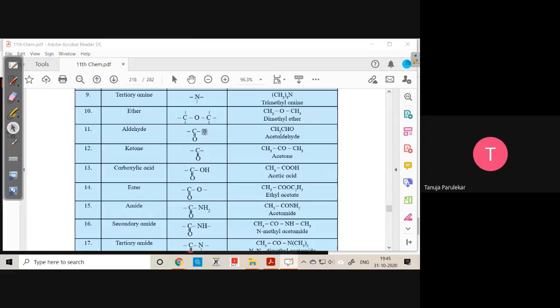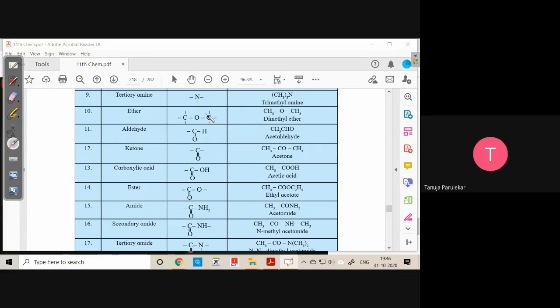So if there is no H but the CO is still there, here you have CO, here also you have CO, but you don't have H, then you have the ketone family. Then you have the carboxylic family, wherein you have COOH. Now remove this H and put in another R instead, meaning some other group, not H, then you call it the ester family.